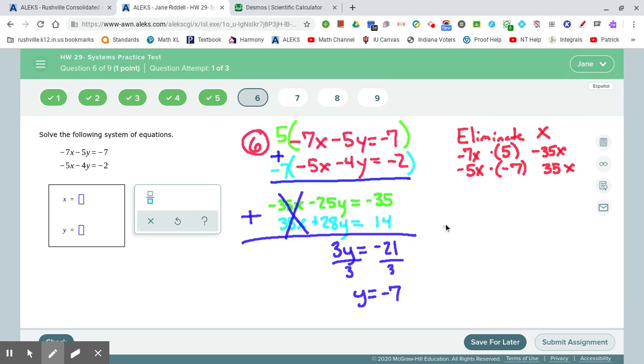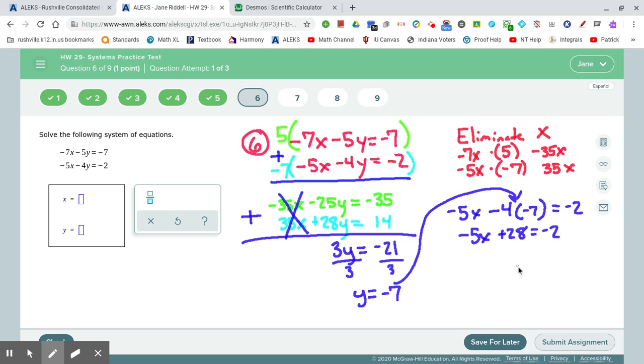So go back to one of the original equations. The first equation or the second equation, I'm going to go with the second one, negative 5x minus 4. But instead of writing y, I'm going to replace it with what I just got y to be equal to, which is negative 7, equals negative 2. So this will give me negative 5x, and then negative 4 times negative 7 is positive 28, equals negative 2.